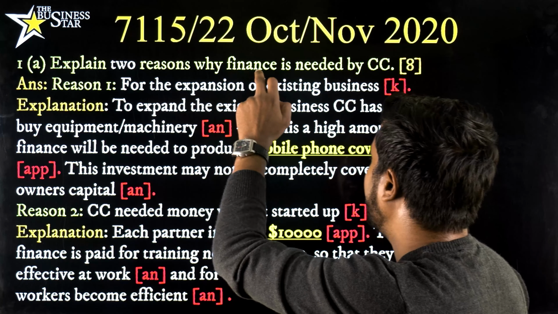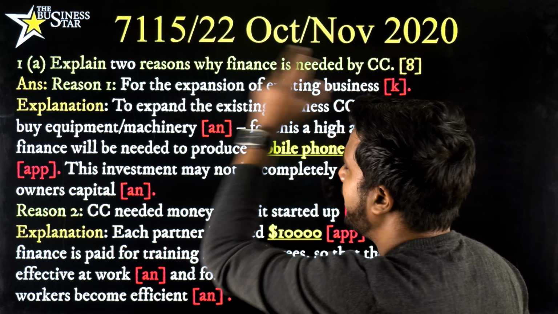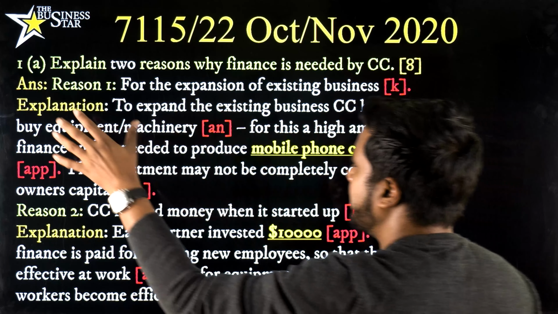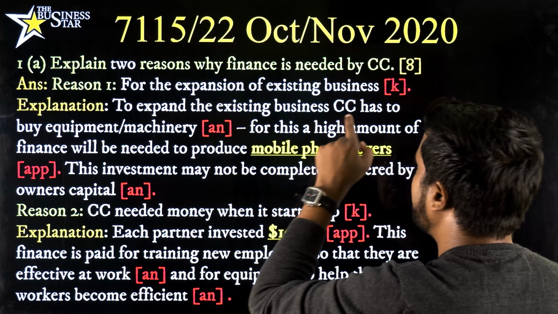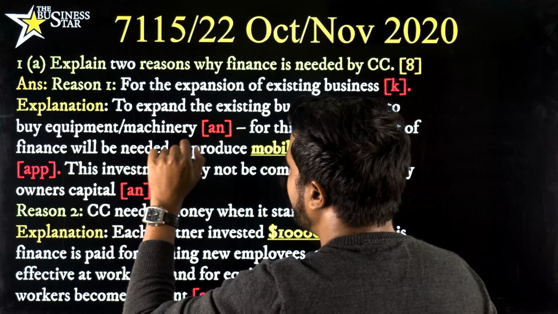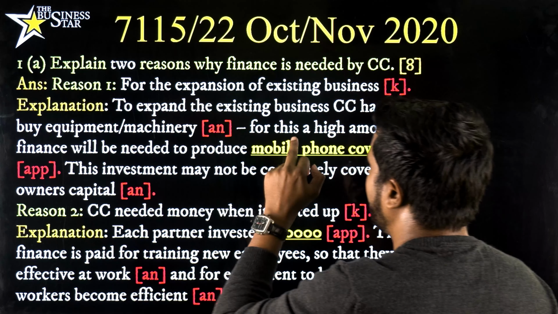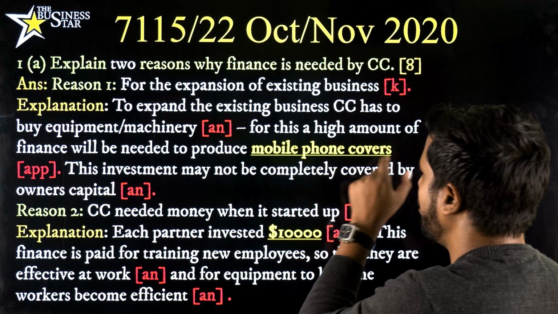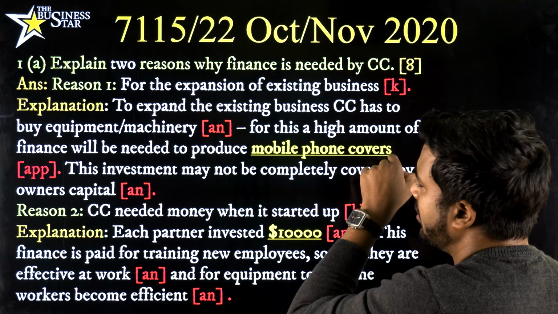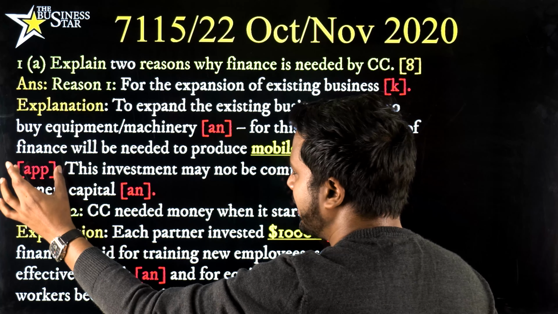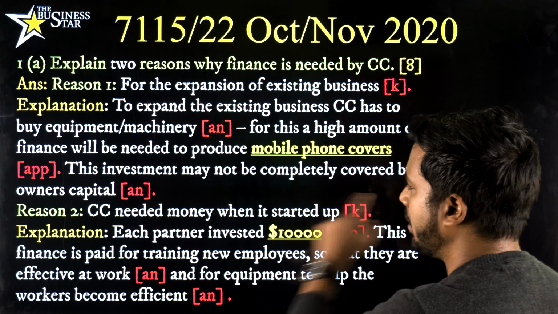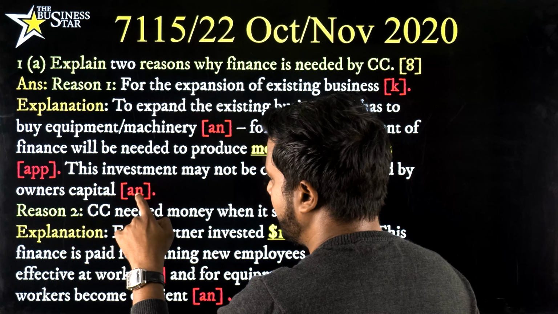Explain 2 reasons why finance is needed by CC. The first reason is for the expansion of the existing business. This is the knowledge part. The explanation says to expand the existing business, CC has to buy equipment and machinery. This is analysis number 1. For this, a high amount of finance will be needed to produce mobile phone covers. You will find this application inside the case study, so I've written APP here, which means application. This investment may not be completely covered by owner's capital. This is the last analysis.